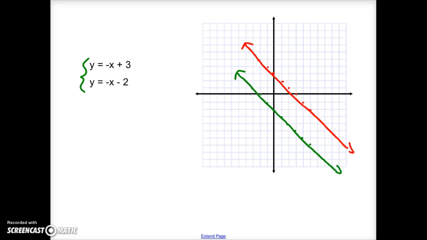As a quick reminder, the way you know two lines are parallel is you look at the slopes, the coefficients in front of the x in the equation. In this case, both of them are -1. Same slopes, different y-intercepts, hence the lines are parallel.